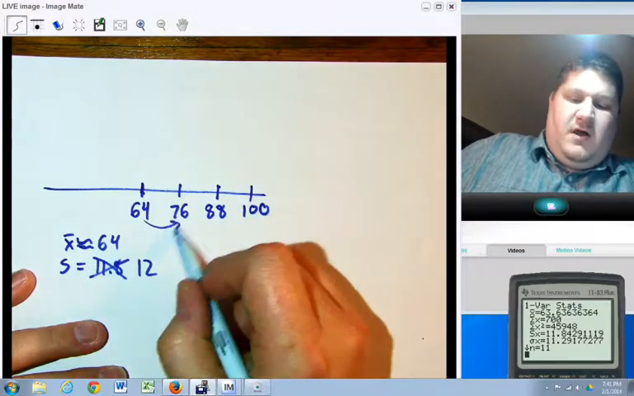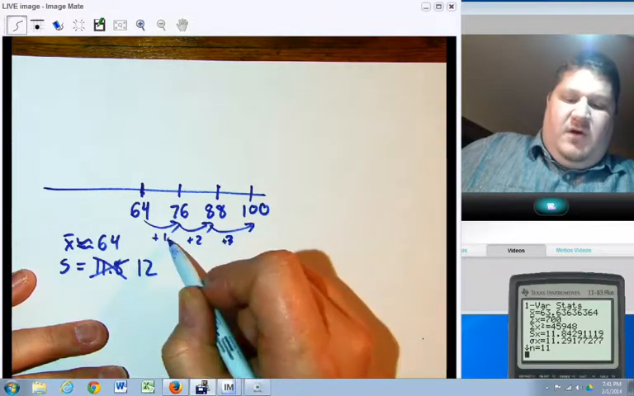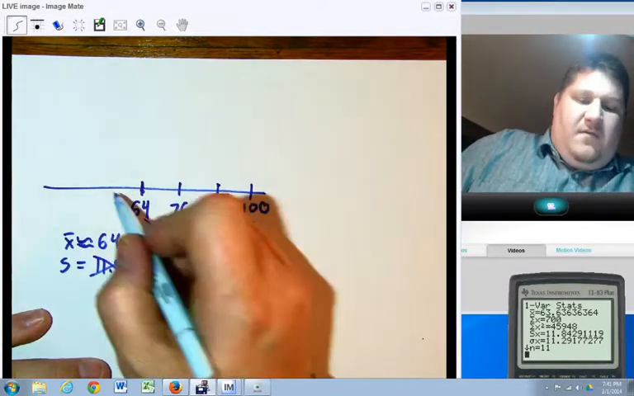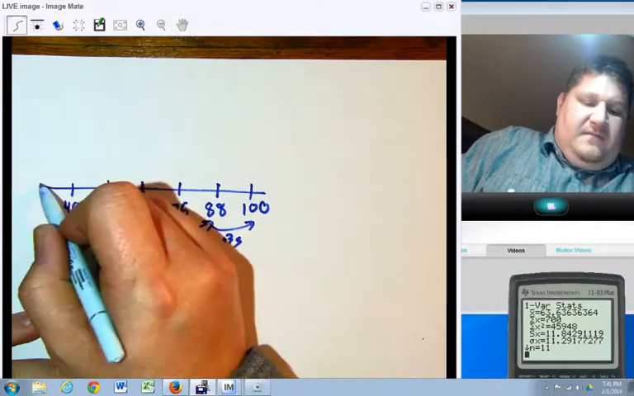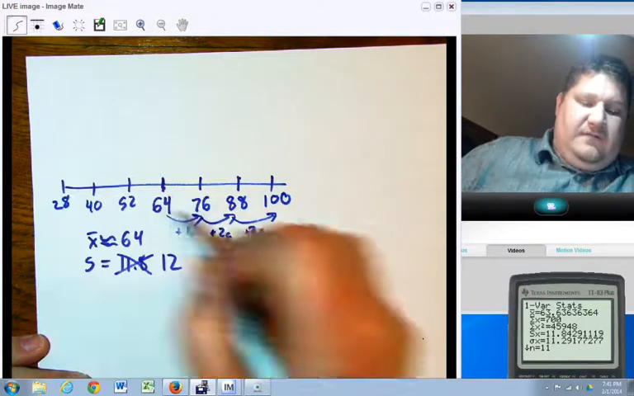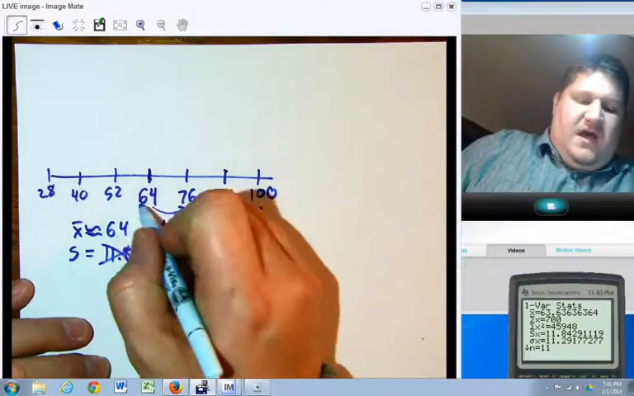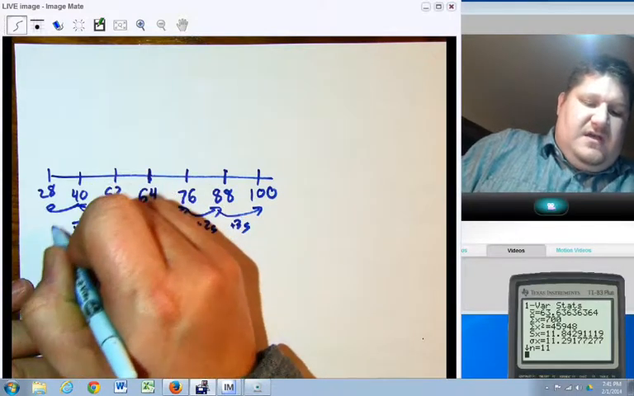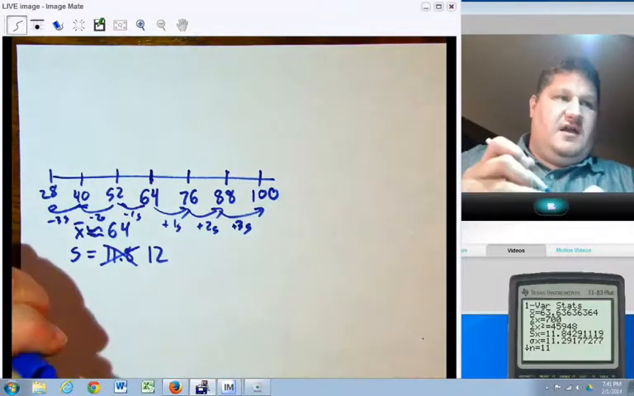So I did it 3 times. I added 1 standard deviation, 2 standard deviations, 3 standard deviations. Now I can go back the other way as well. Minus 12, I come up with 52, 40, and 28. Now, using that information, I'm subtracting 1 standard deviation, 2 standard deviations, and 3 standard deviations. This gives me my range of values that I would expect.